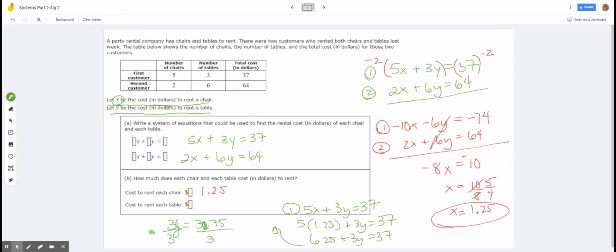Wow, I'm so sorry. We're all over the place. Y equals 10.25. 3 goes into 75 25 times. Okay, 3 quarters equals 75 cents, so 10.25. And those are your answers. You could plug them back into each equation to see if you are correct.